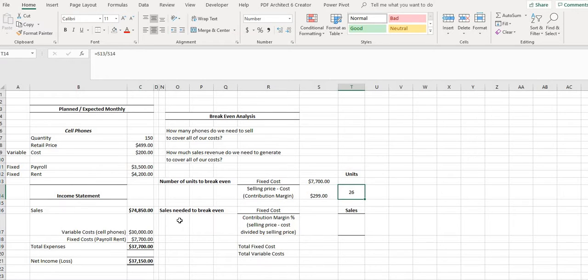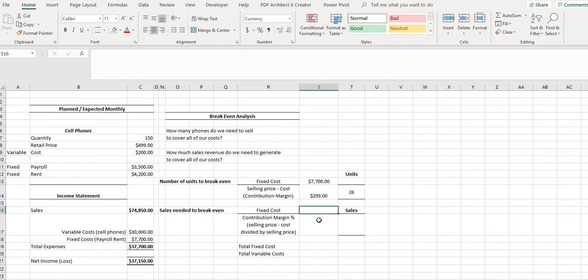So the next question, what is the amount of sales that we need to generate in terms of sales dollars every month in order to break even? A very similar formula with a slightly different twist. We're going to take all of our fixed cost and we're going to divide that by our contribution margin percentage, or our gross margin, which is simply the selling price minus the cost divided by the selling price. So let's see what that looks like.